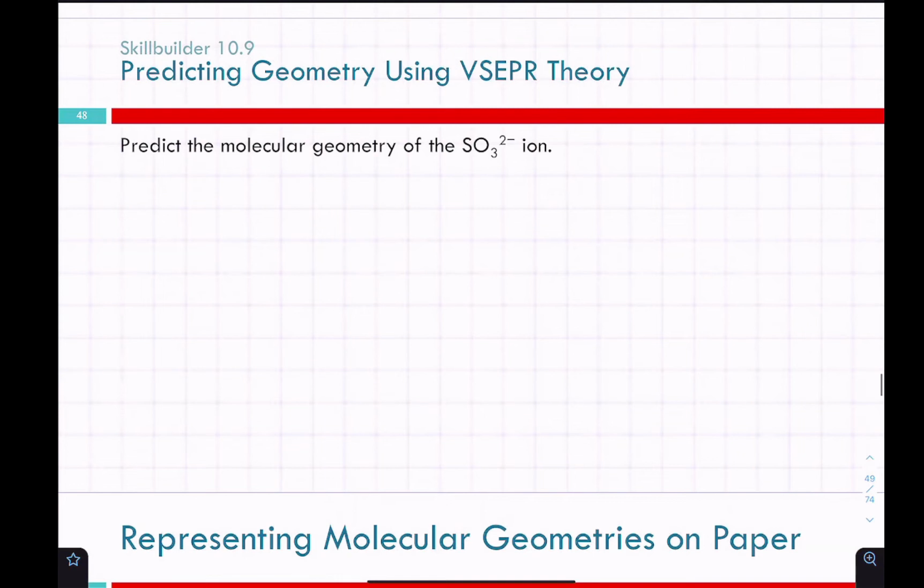Okay, this is what I'm going to do. Instead of doing SO3 2 minus, let's do ClO3 minus, or ClO3 1 minus, because that's one of the ones on the Lewis structure worksheet.